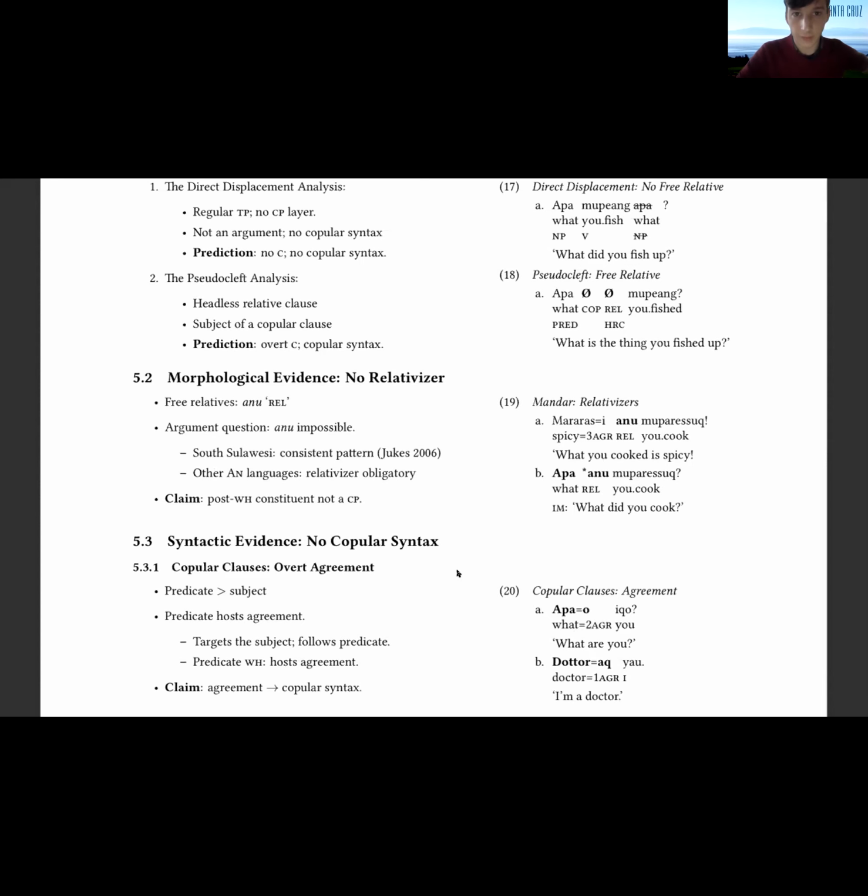Surface morphology tells us it's probably not a free relative. So free relatives in Mandar are headed by a morpheme anu. That's what we see in 19a. So what you cooked is spicy. There's a free relative, what you cooked. And this employs the morpheme anu, that's a relativizer. This is ungrammatical in a WH question. Now, one language from the South Sulawesi subgroup is different on this point, Selayarese, setting that aside. You cannot include the morpheme which heads a free relative in an argument question in Mandar.